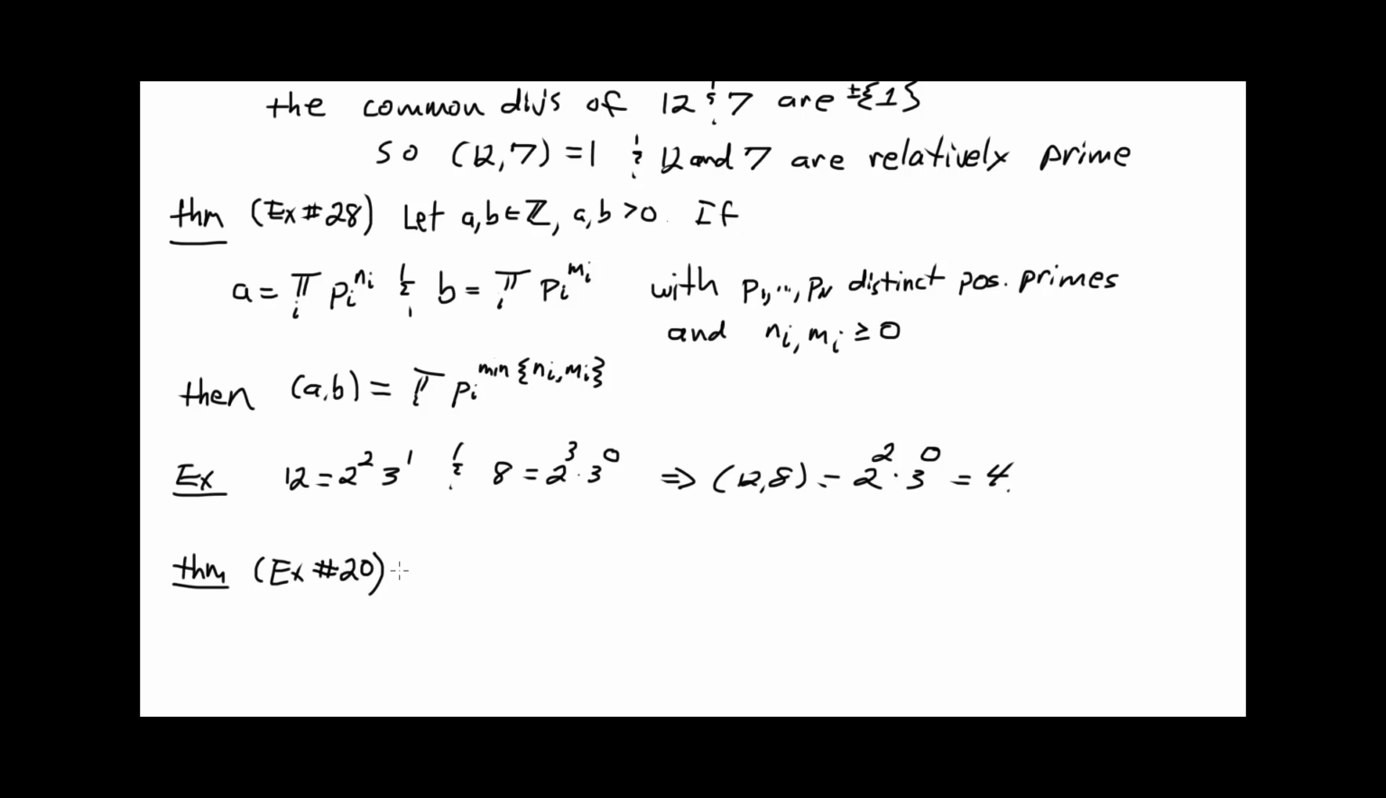And exercise 20 is the careful statement of the Euclidean algorithm and the outline of its proof. And you should really read it. You should be aware of this result.